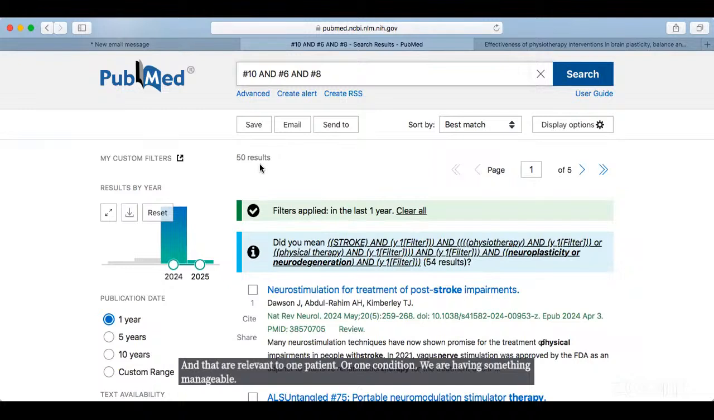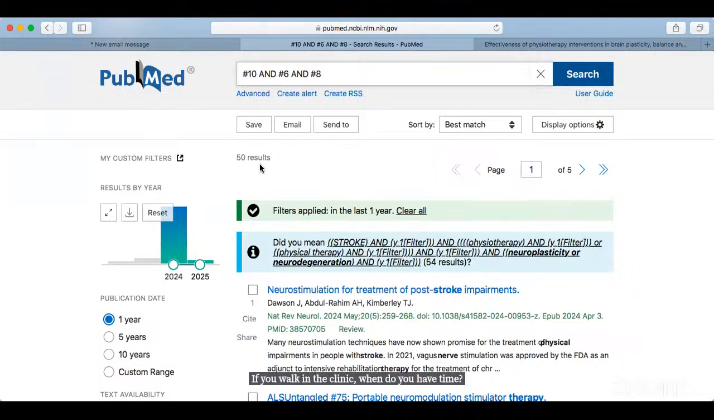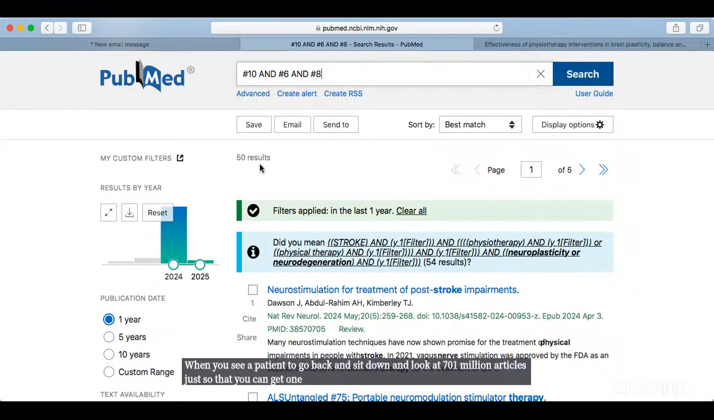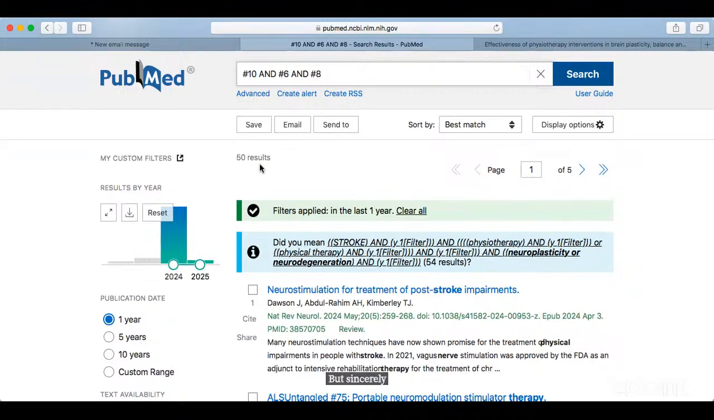If you work in the clinic, when do you have time, when you see a patient, to go back and sit down and look at 700 or 1 million articles, just so that you can get one that you are going to read and apply to your patient? But sincerely, if I'm dealing with 50, it's a manageable number. And even the 50, I don't have to read through all 50.